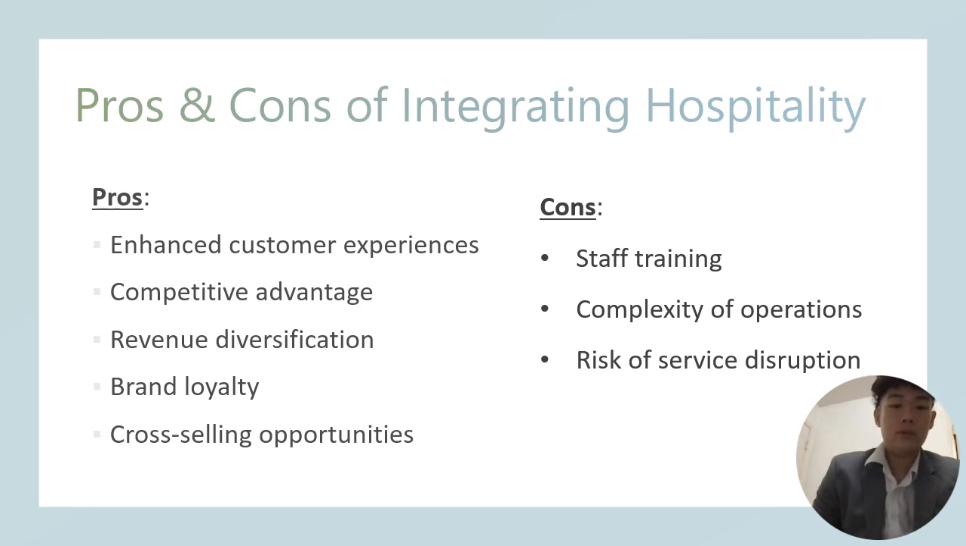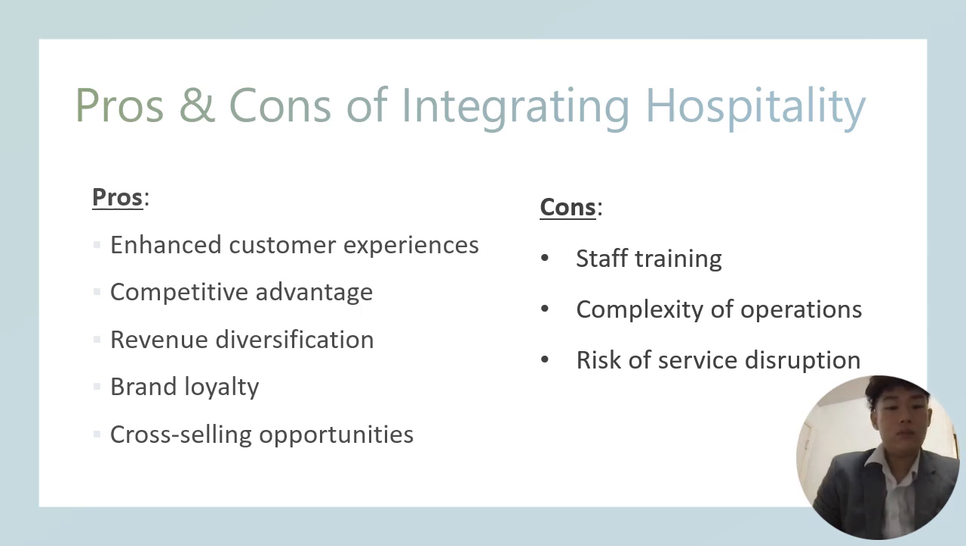Next, revenue diversification. When you're offering integrated hospitality, you're creating new streams of revenue. Although the company would include these meals, they can offer add-ons, cocktails, drinks, liquor, all that good stuff where they can sell and generate additional revenue for the company.